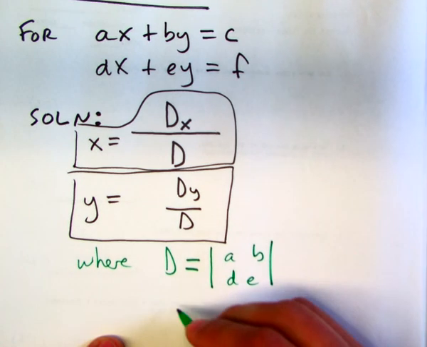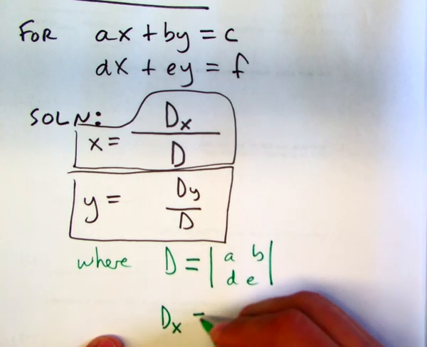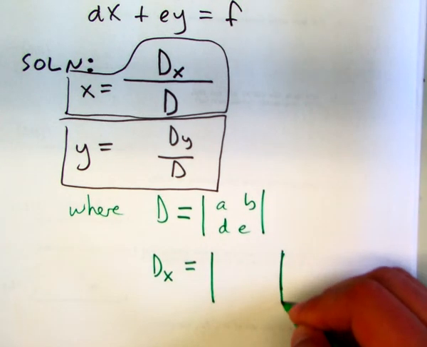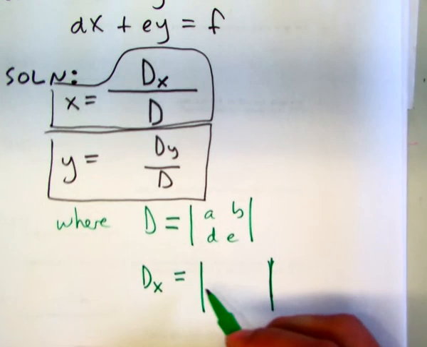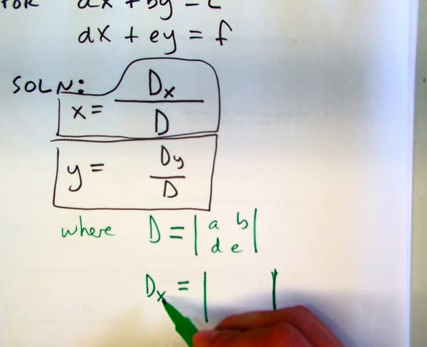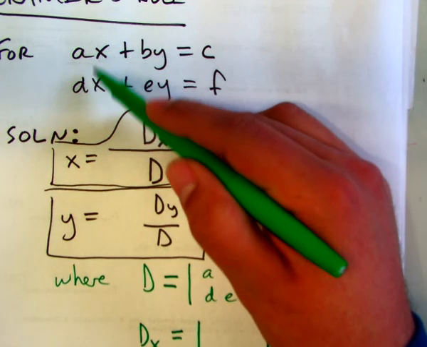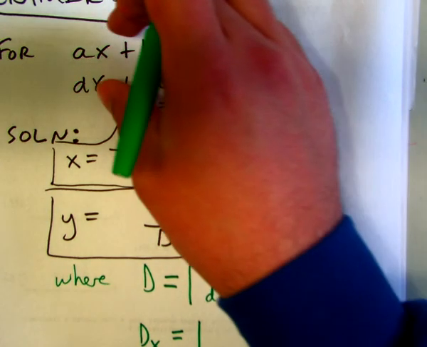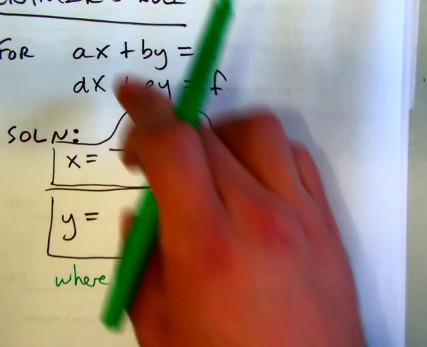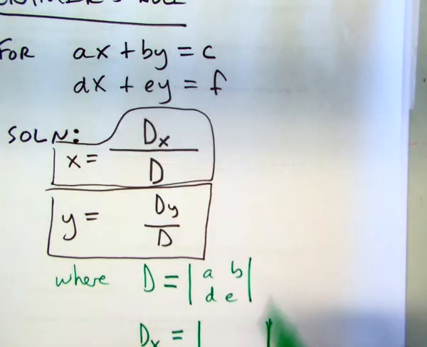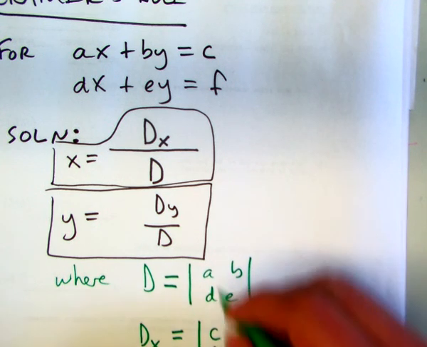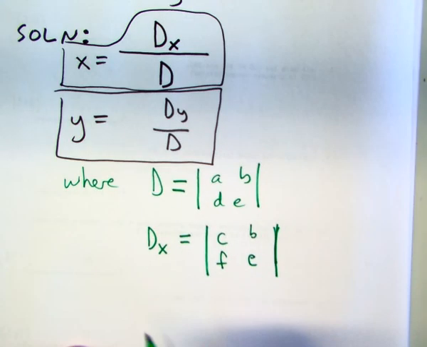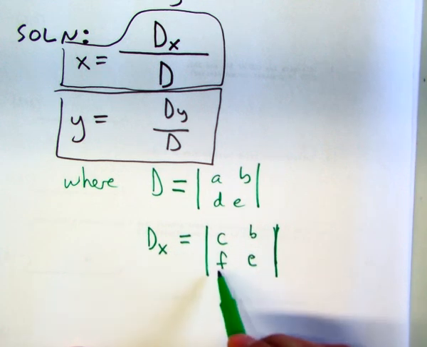D sub x. Listen carefully to how we create it. What you do, if you're looking for D sub x, you get rid of the x column, but you put the answer column in its place. So instead of A and D, we'd have C, F in the x column, and we leave y as B, E. All you do is replace the x column with the answer column, which is C, F.